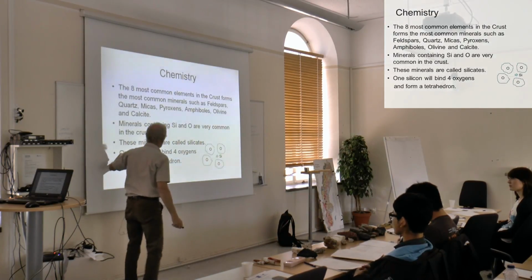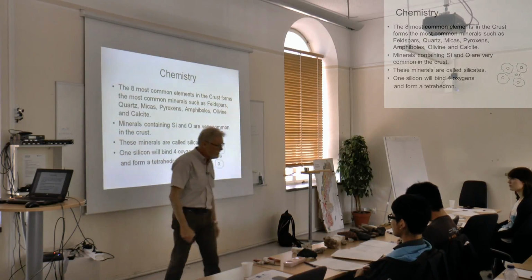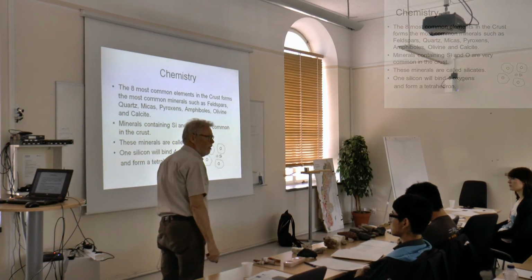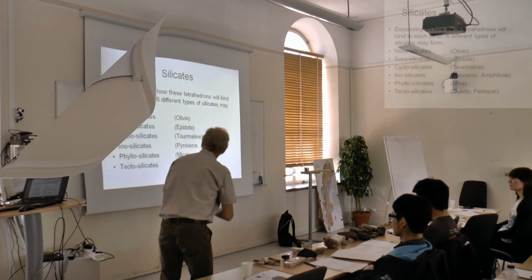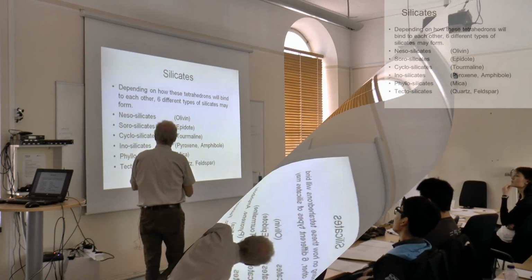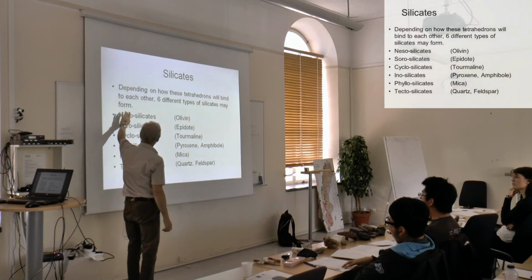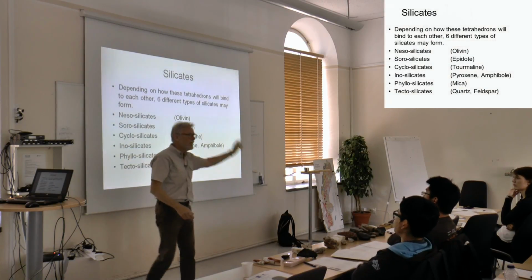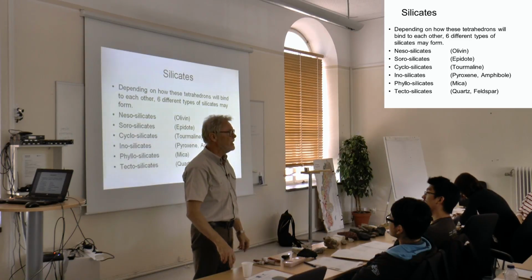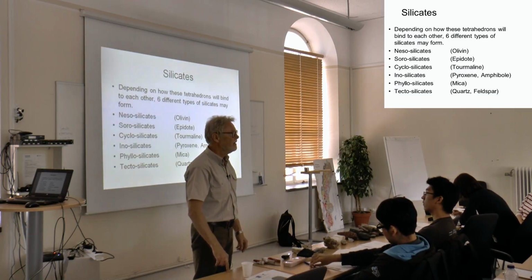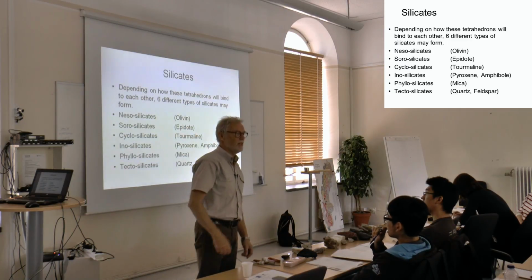So silica will bind 4 oxygens and form this tetrahedron, and this is very, very important for everything which contains minerals. And there we have 6 different types of silicates. Nesosilicates, and nesos is from Greek, and you know what nesos means? Island, Polynesian. Nesos, which means this is an island.